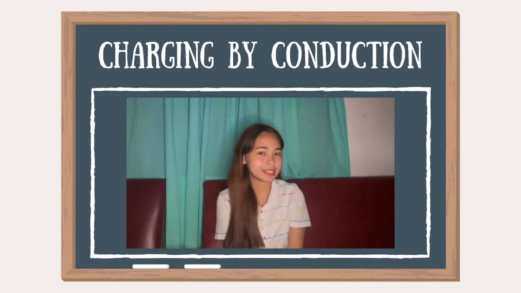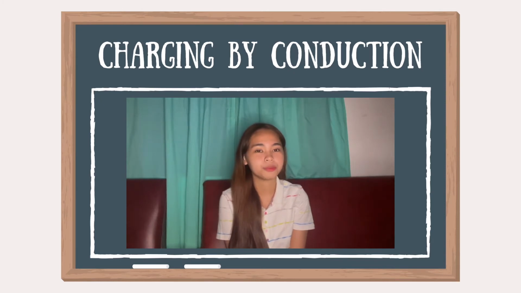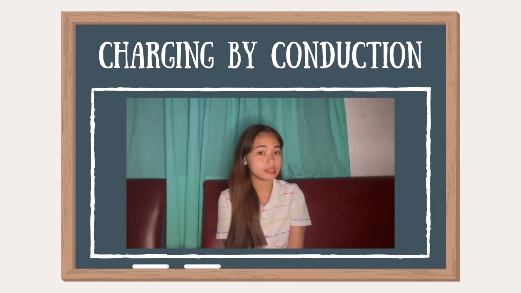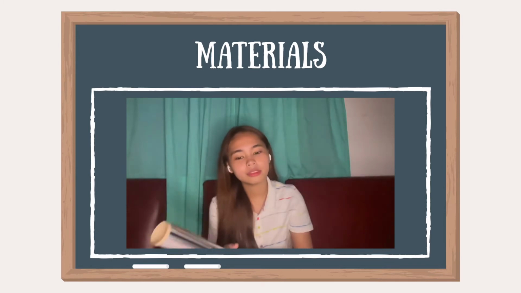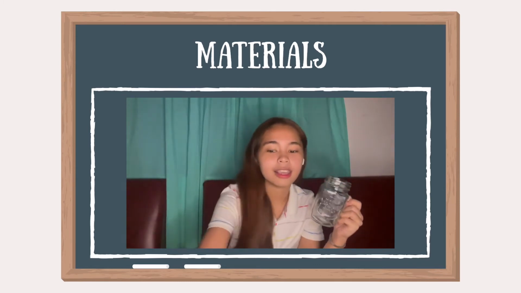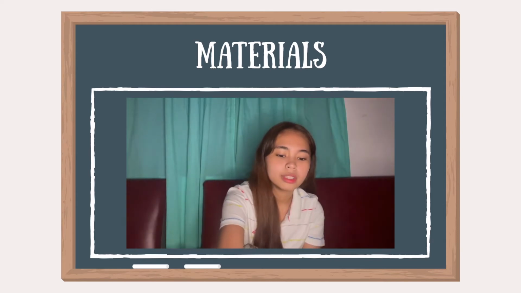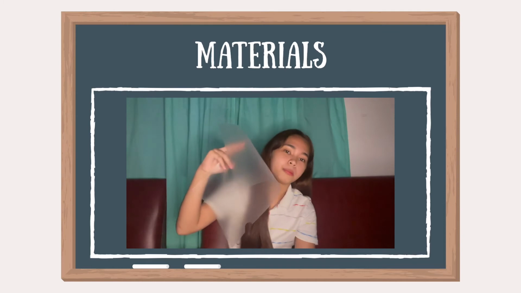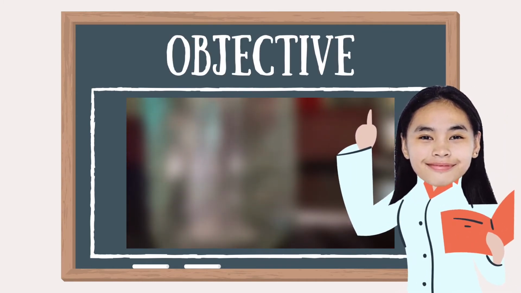Hello everyone, I'm Miss Miles Andre M. Kasuga, and for today I'll be explaining charging by conduction. Charging by conduction in its simplest definition involves the contact of a positively or negatively charged object to a neutral object. For the experiment, we'll be needing aluminum foil, a jar, a copper wire, a tissue, and an acetate paper. Later on in the experiment, we'll be observing charging by conduction.